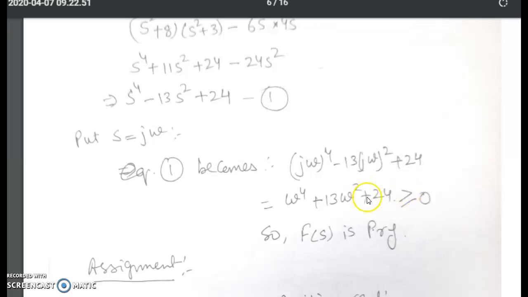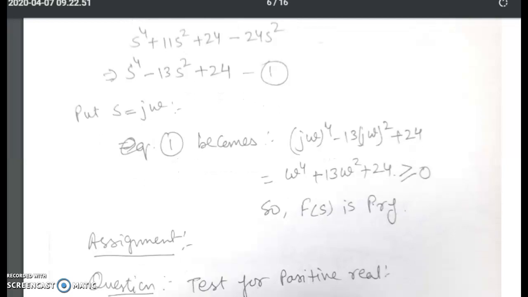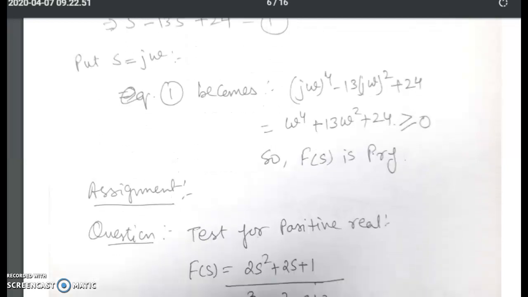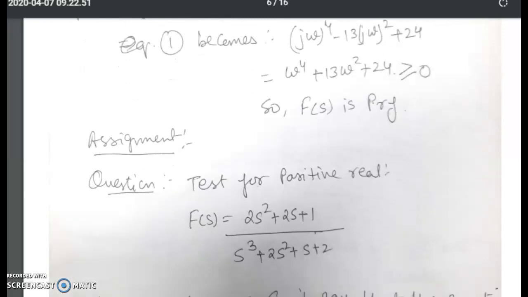In this equation, we can check whether the resultant value is always greater than or equal to 0 or not. But if in any case any of the coefficients is negative, then it is difficult to say whether, for all the values of omega, the resultant value is greater than or equal to 0 or not. This is the assignment question which you have to do.